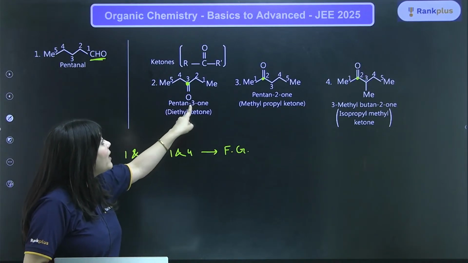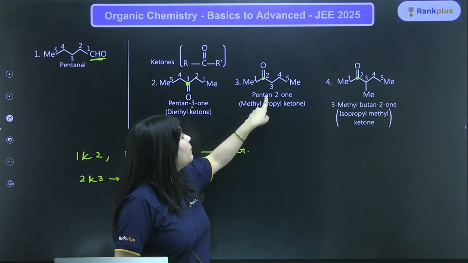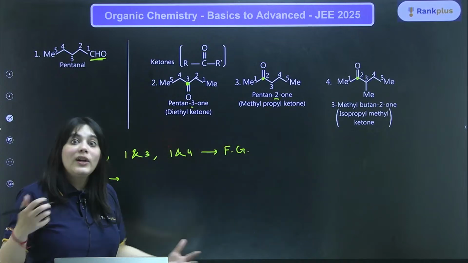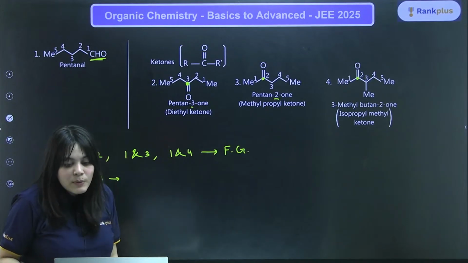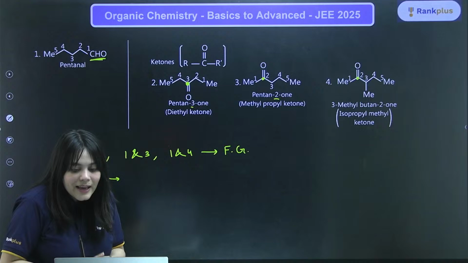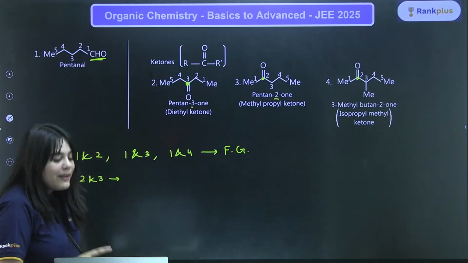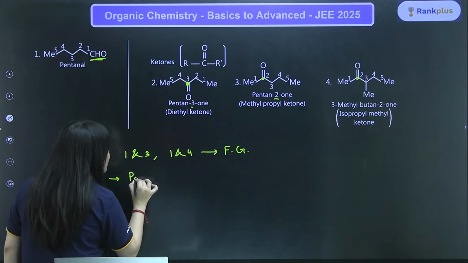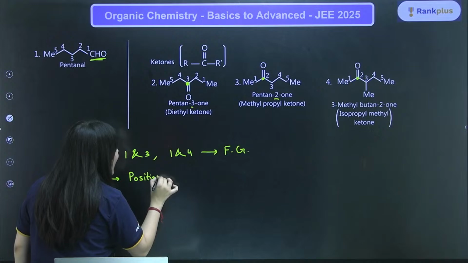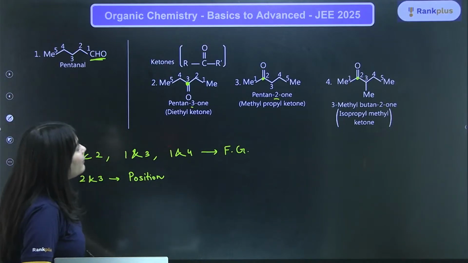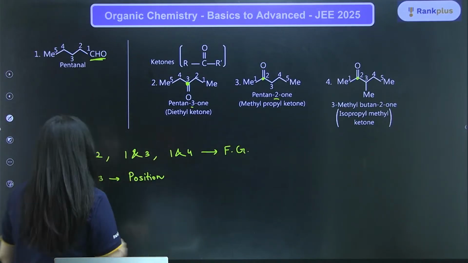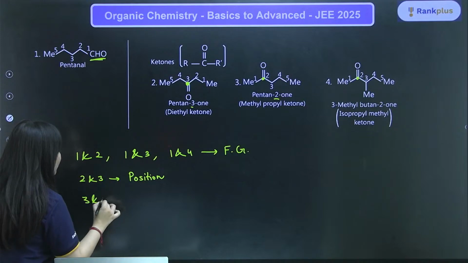Here the keto group is at the 3rd position. Here the keto group is at the 2nd position. So what are they showing? Position isomers. Absolutely. Subodh is right. Ankit is right. Very good. So these are position isomers. Now tell me what kind of isomerism is shown by 3 and 4.